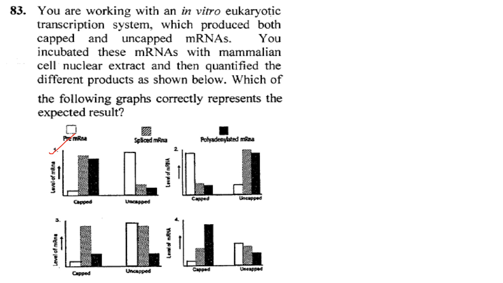The next one. You are working with an in vitro eukaryotic transcription system which produced both capped and uncapped mRNAs. You incubated these mRNAs with mammalian cell nuclear extract and then quantified the different products as shown below. Which of the following graphs correctly represent the expected result? So you have got capped and uncapped on the x-axis, and they have given this white box as pre-mRNA, this with diagonals as spliced mRNA, and the fully darkened one as the polyadenylated mRNA.